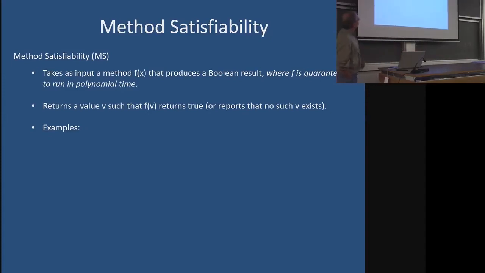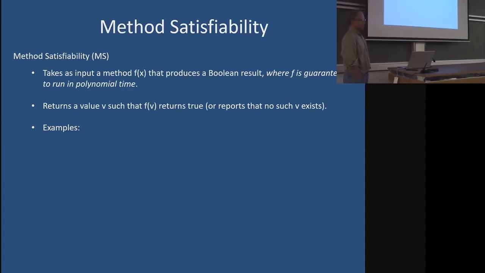It takes a method as input, and that method, f, has to be a method that returns a Boolean, and it has to be a method that is guaranteed to run in polynomial time. Okay? So you feed it a method, f of x, and what it will do is give you back a value v that will make f of v return true, or it will report that no such v exists. Okay?